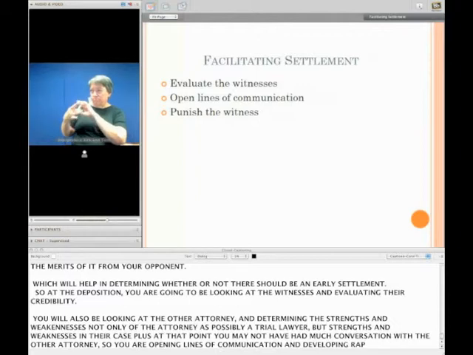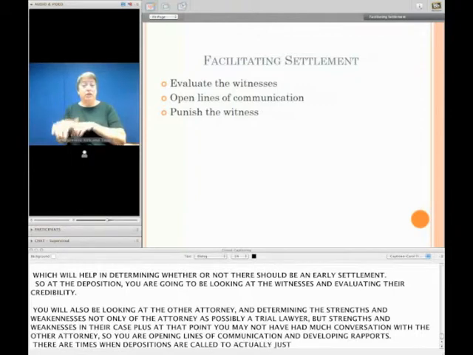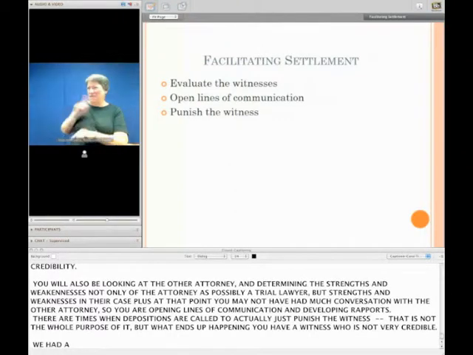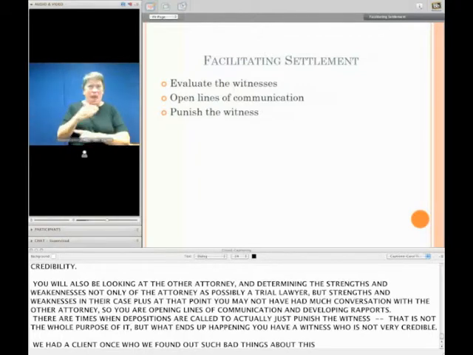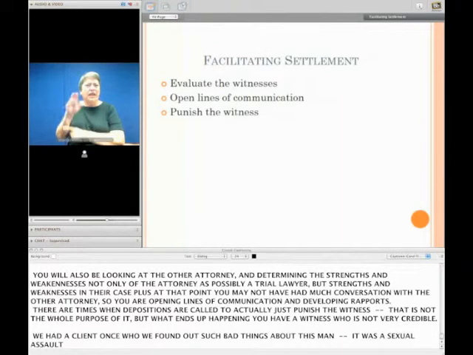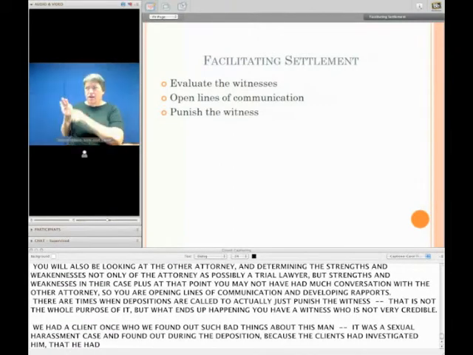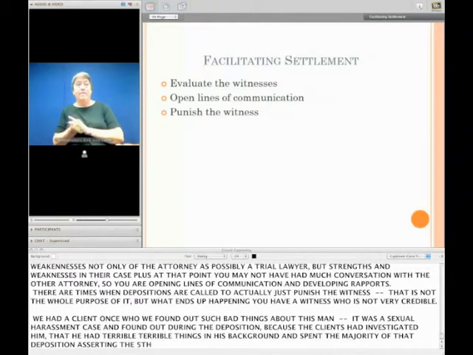There are times when depositions are called to actually just punish the witness. That's not the whole purpose of it, but that ends up happening if you have a witness who isn't very credible. And we had a client once who we found out such bad things about. It was a sexual harassment case, and we found out during the deposition, because the plaintiff had investigated him, that he had terrible, terrible things in his background. And we spent the majority of that deposition asserting the Fifth Amendment so that his words could not be used to prosecute him in a criminal matter.